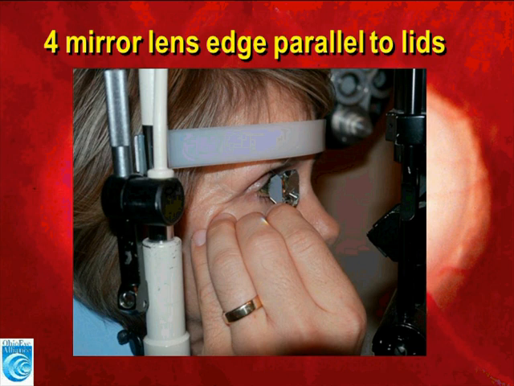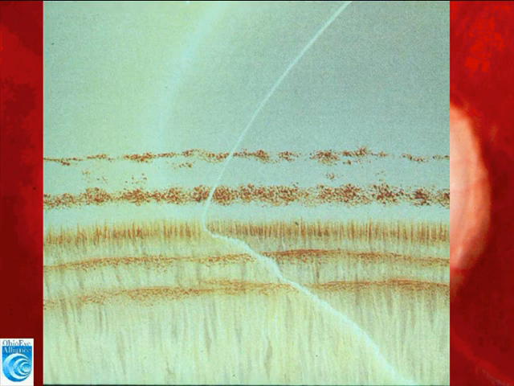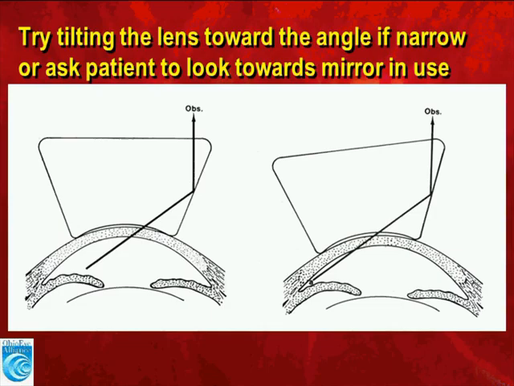It is most comfortable for the patient if you insert the lens with the flat edge of the lens parallel to the lid. That way you're not indenting the lid with the corner of the lens, which can be a little bit uncomfortable. If needed, the lens can then be twisted in order to see further around the angle. This is a typical view that we might see in a patient with moderate pigmentation using our gonio lens.